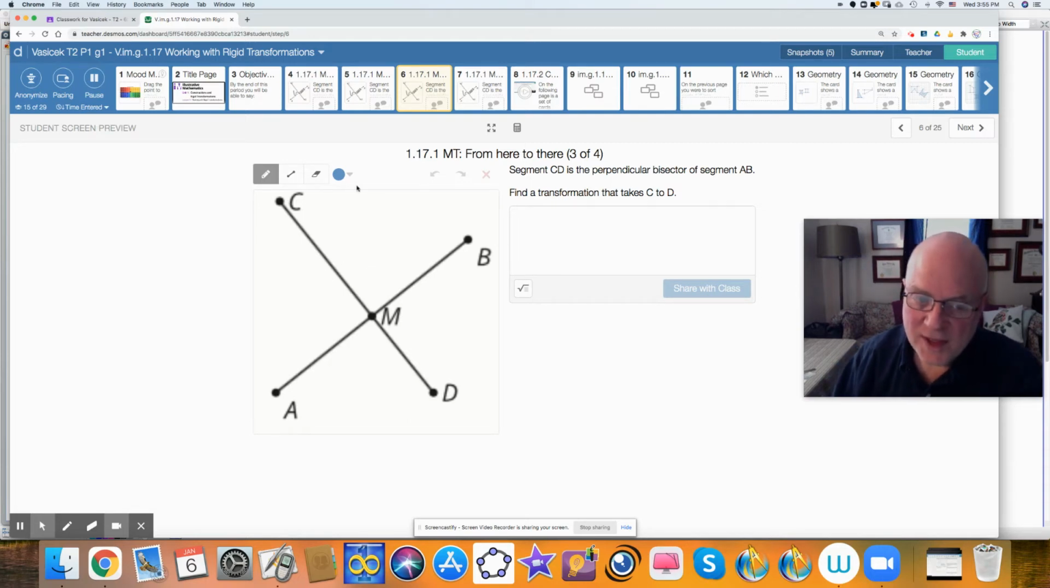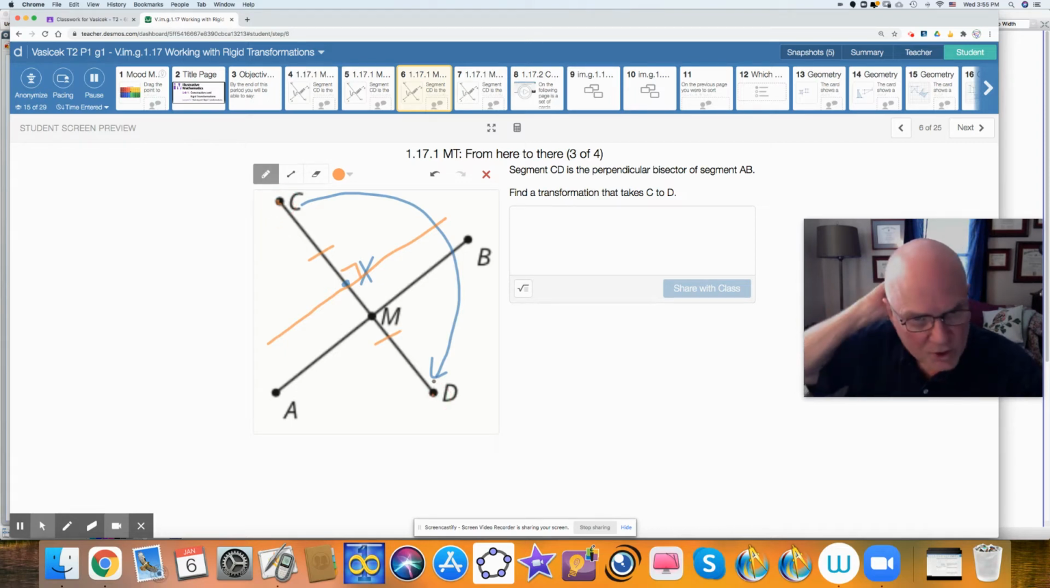So you can't say you're going to rotate around M. You could say you're going to rotate it around the midpoint. I don't know where the midpoint is. Let's call it X. But if you did a rotation around the midpoint of 180 degrees, that would work. In the same way, you could say I'm going to reflect it across the perpendicular bisector. So if this is cut into two equal parts this way and this way, then you could say I'm going to reflect it across the perpendicular bisector to get from C to D, or to get from D to C.